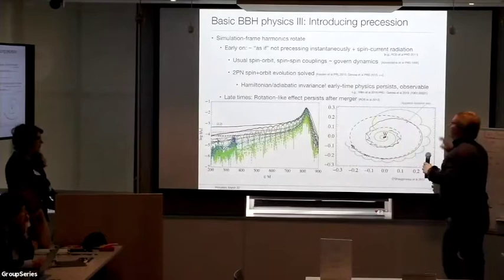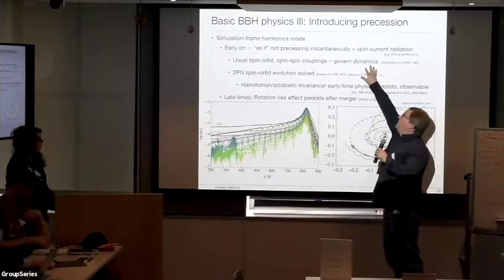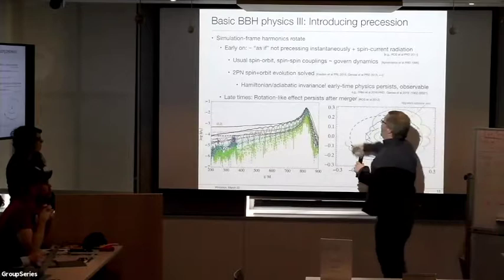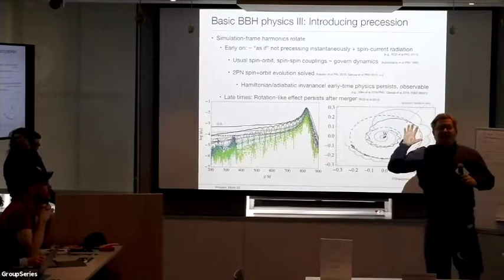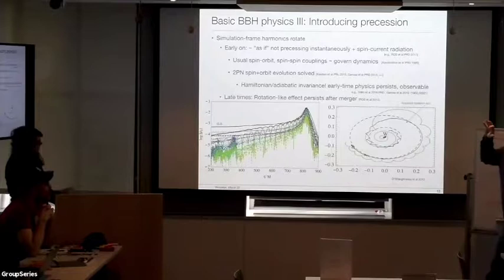The spin-orbit couplings and spin-spin couplings are standard. This is the sort of thing that you can find in celestial mechanics. In fact, the 2PN spin-orbit evolutions are solved. And because they're Hamiltonian, the really nice thing about the early on spin evolution is that the early time information is still encoded and sticks around all the way to merger.